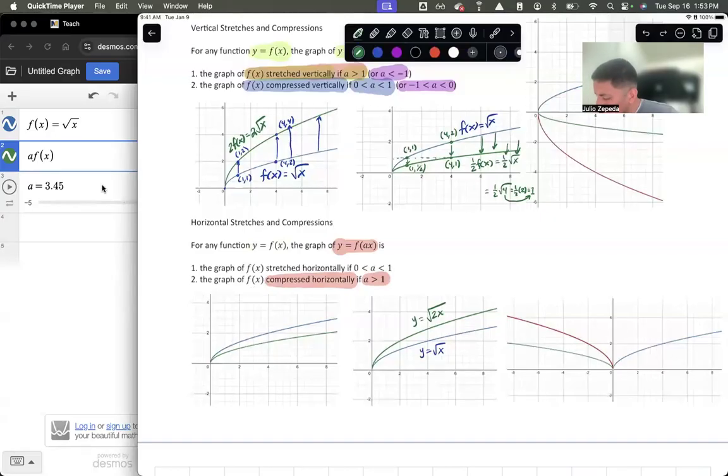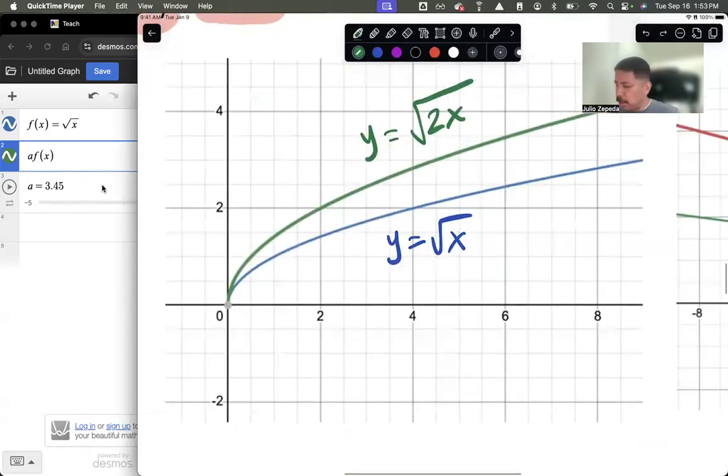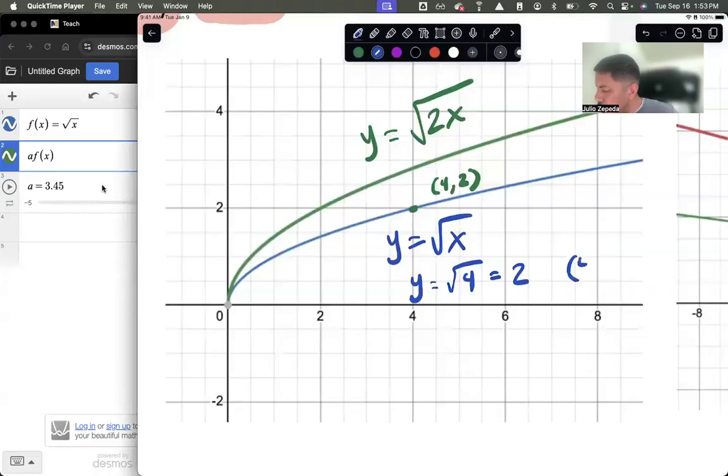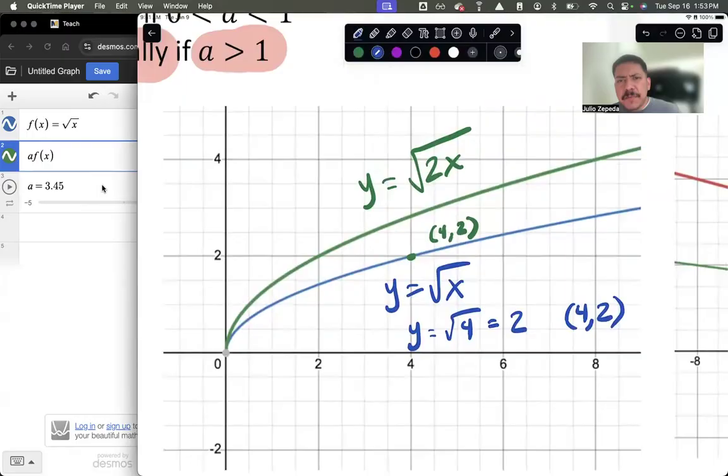So what happens here, and we can actually make sense of it very quickly. The point 4 comma 2. Well, yeah, let's look at y equals the square root of 4. If we plug in 4 to the parent function, the square root of 4 is 2. So I get the point 4 comma 2. Now, what about when I transform it?